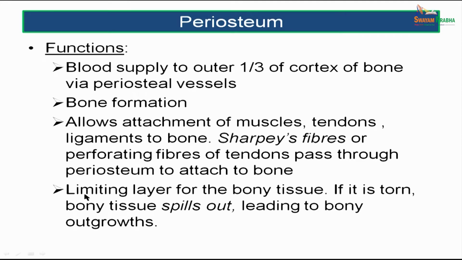Periosteum also forms a limiting layer for the bony tissue. It's important to understand because if this layer is torn or disrupted, then the bony tissue literally spills out or grows out, leading to bony outgrowths.